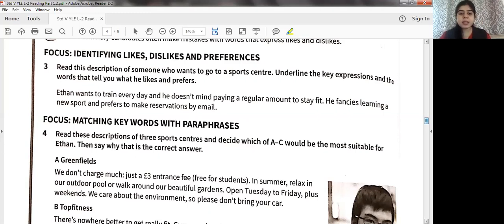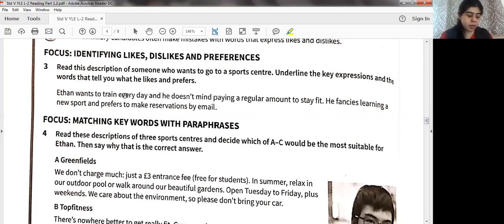Question 3. Read this description of someone who wants to go to a sports center. Underline the key expressions and the words that tell you what he likes and what he prefers. So we are going to read it together, students, and we are also going to underline what the person likes and what he is preferring for himself. Ethan wants to train every day. Train means not the trainer. Train means to work hard, to make himself better in something.